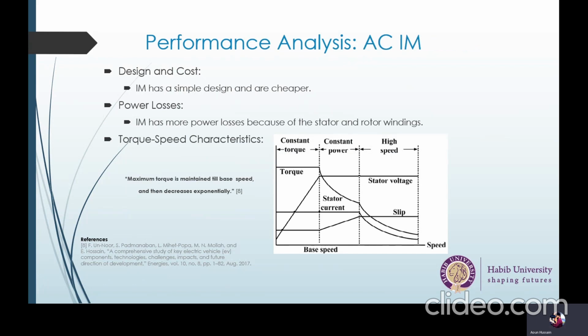An AC induction motor has a simple design and is cheaper. It has more power losses because of the stator and rotor windings, but an induction motor provides a high starting torque. It provides a longer constant power region and also performs well at high speed. They are good in high speed and low torque regions, and hence perform better when the electric vehicle is driving at a faster speed and is less frequently stopping and accelerating.